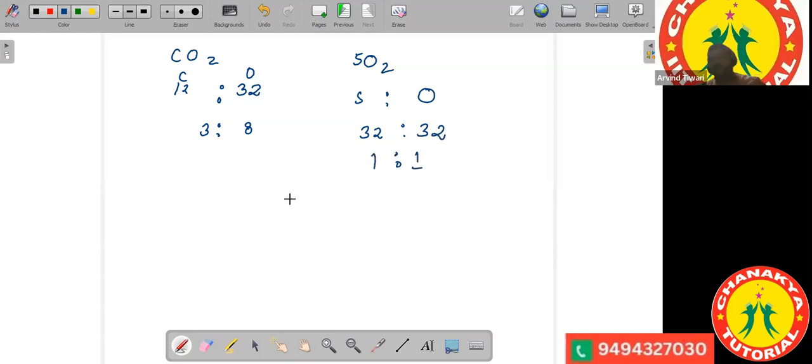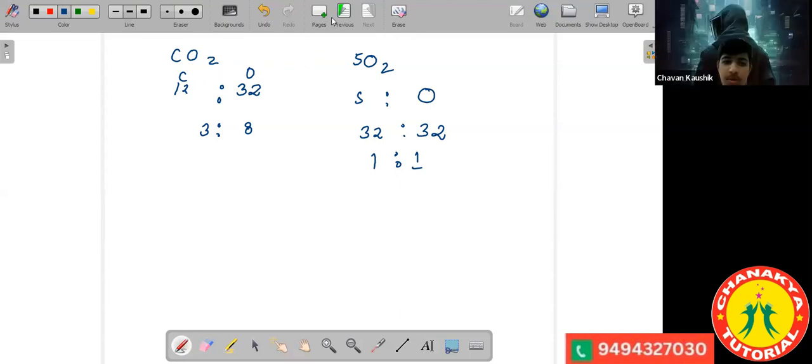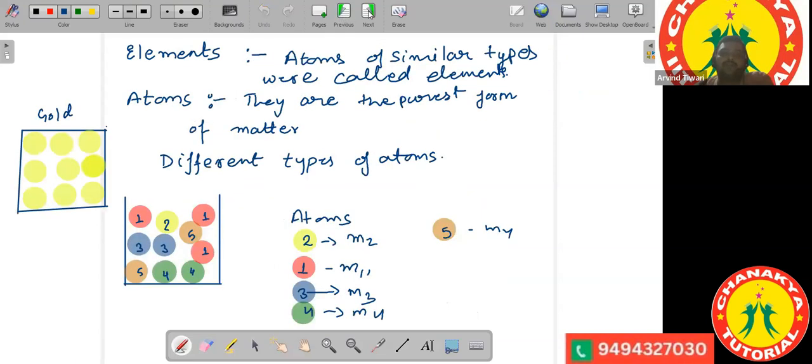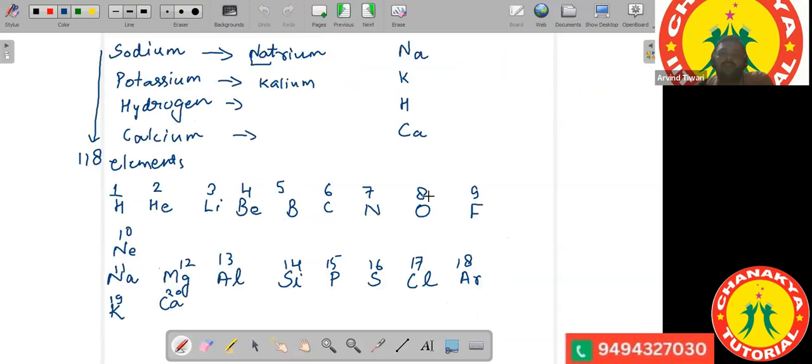But if you don't know the atomic mass, you cannot solve it, right? Yeah, so that is why I told you, slowly we will remember. You find out the mass. You need to remember these up to 20.